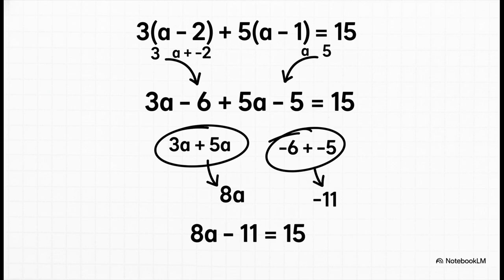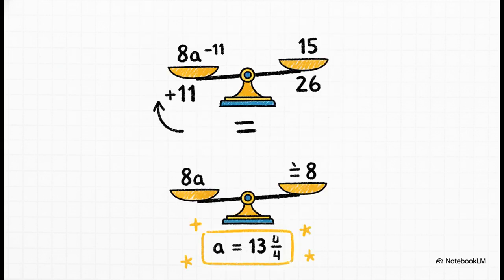All right, next up is just a bit of tidying. We multiply out the brackets, so we get 3a minus 6 plus 5a minus 5. Then we just group together the things that are alike. The a terms, 3a plus 5a, give us 8a, and the numbers, minus 6 and minus 5, give us minus 11. See? So much cleaner. We are so close now. This is the final stretch.